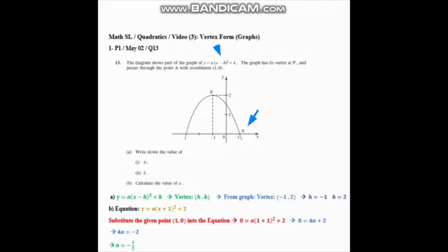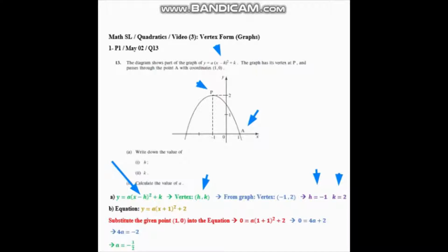So the values of h and k are obtained from the vertex. We should know that for an equation in this vertex form, the vertex of the parabola is given by (h, k). Hence, since the vertex is (negative 1, 2), h equals negative 1 and k equals 2.